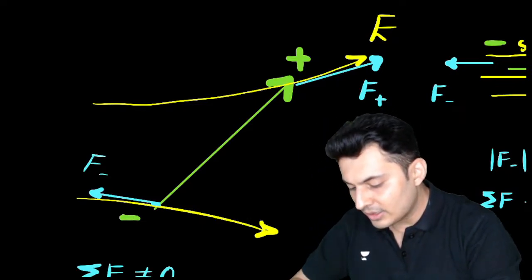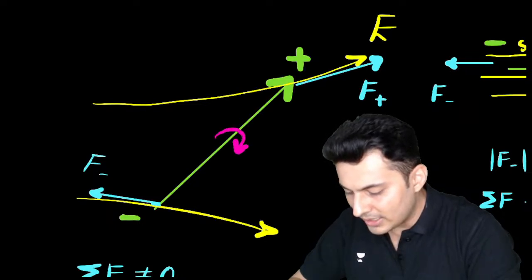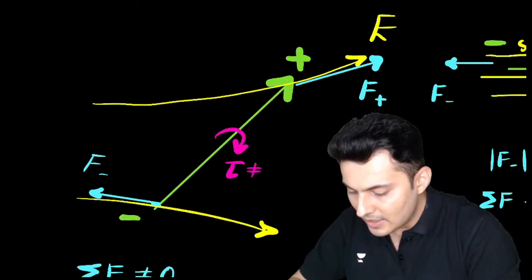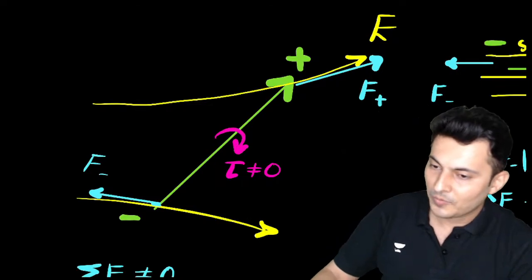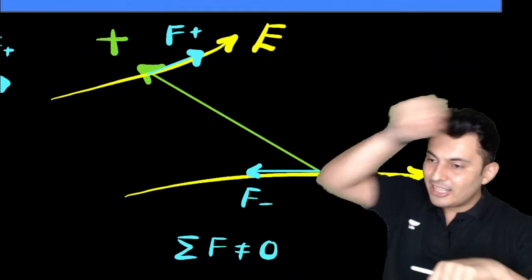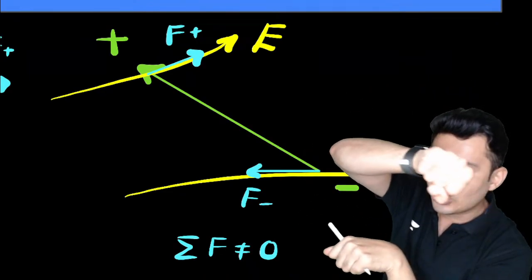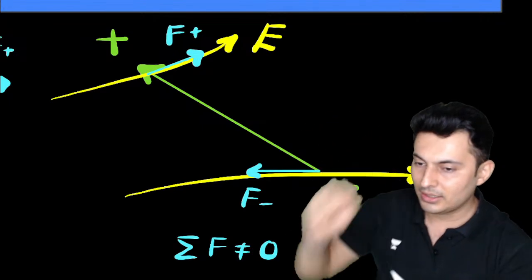I feel that there is a torque involved over here. Can you see that? Definitely the torque is not zero. Similarly, even in the third case, can you see one force is there? One force is here. Won't those two forces create a torque?